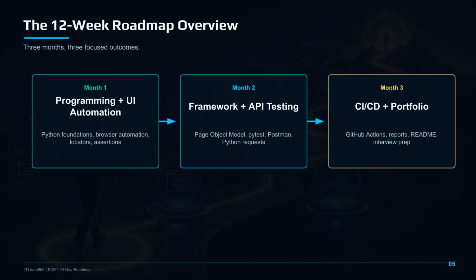The third month focuses on CI/CD and portfolio polish. You learn Git, GitHub, GitHub Actions, reports, README documentation, and interview preparation. The roadmap moves from learning syntax to building tests to proving your work in a professional portfolio. Let us begin with the first 2 weeks, Python Foundations.